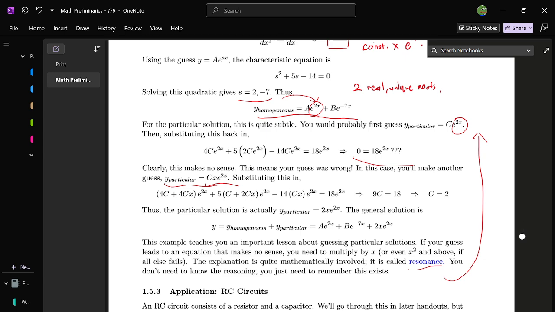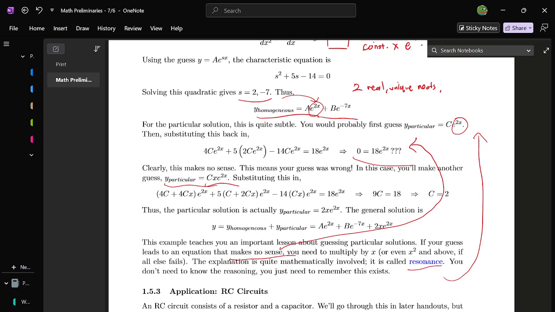So once you do this, you can combine it together and get your y. So the moral of this story is that when you guess particular solutions, if you find some equation that doesn't make any sense, in this case, this equation, then you know that definitely something is wrong with your guess. And you should go back to your guess and multiply by x or even x squared or higher. And by doing that, you will get the correct particular solution.